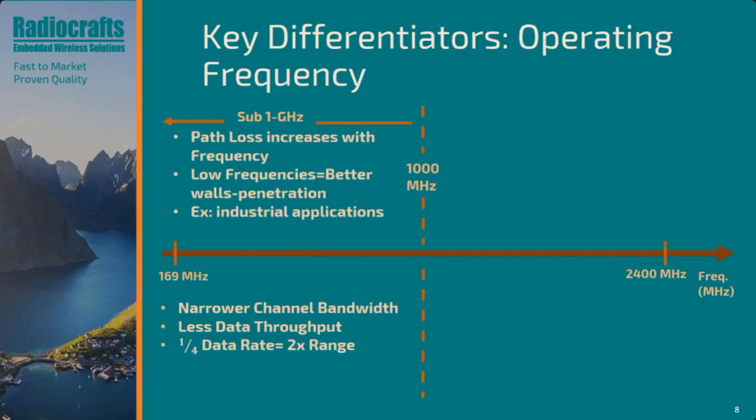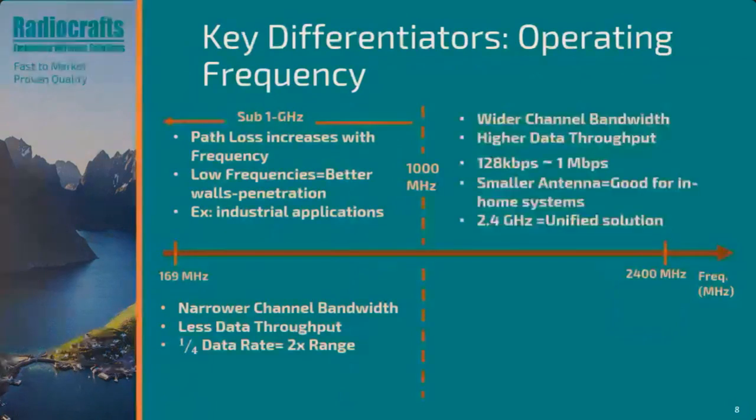While on the other hand, if you go towards the 2.4 gigahertz, you have wider channels, you have higher data rates. You can reach data rates of 1 megabit per second and even much more. And also you have the advantage that the higher the frequency is, the smaller the antenna will be.